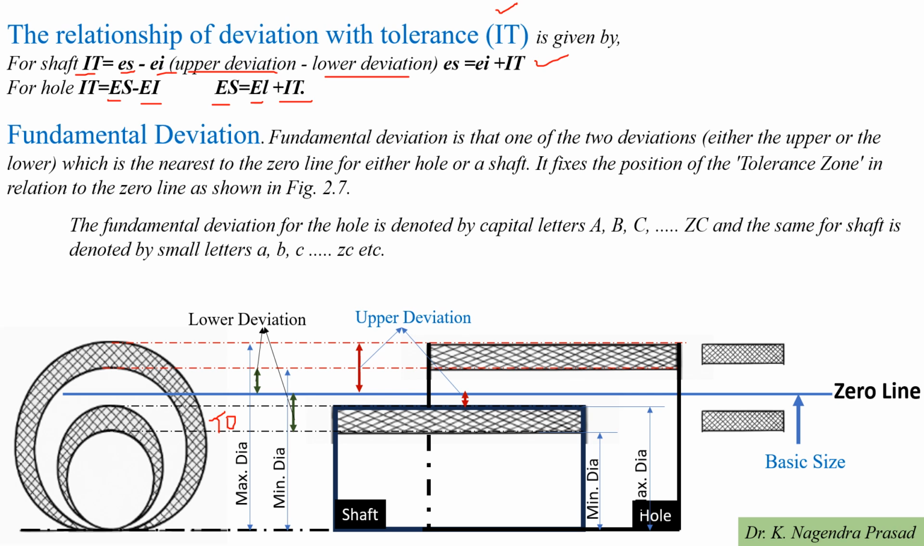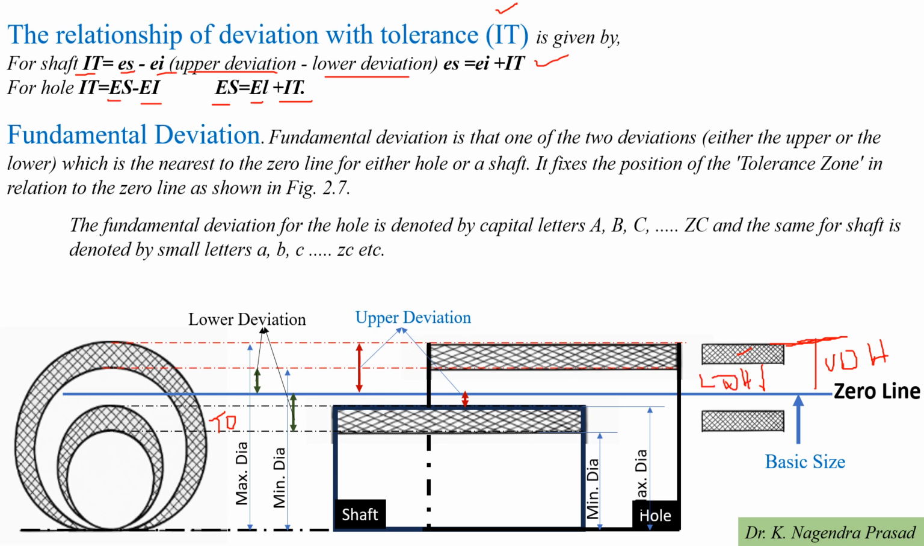Next we have to see the fundamental deviation. Fundamental deviation is the one of the two deviations which is the nearest to the zero line for either a hole or a shaft. Let's see what we mean by fundamental deviation in the schematic. Here this is the tolerance zone for the hole, and this is the upper deviation for the hole, and this is the lower deviation for the hole.